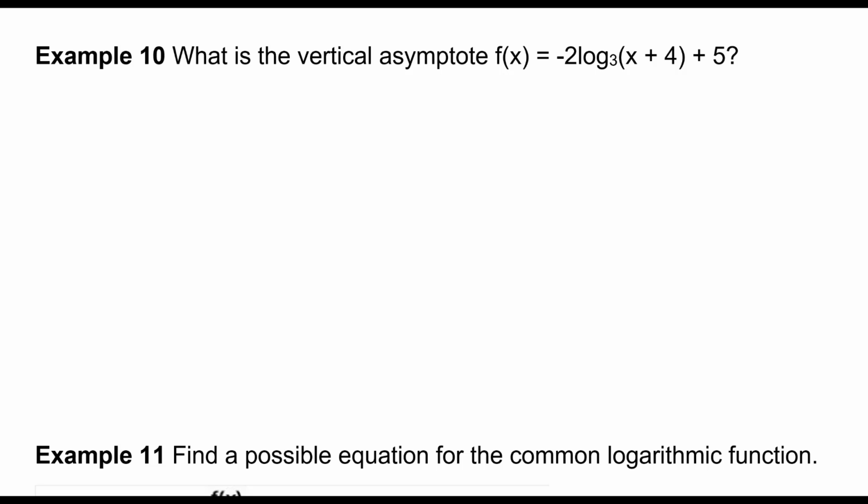Now we're going to wrap up this section with some final topics in logarithmic graphing. This first one says, what is the vertical asymptote of f of x equals -2 log base 3 of x plus 4, plus 5? That -2 is going to stretch it and reflect. Okay, that's nice to know. This 5 is going to shift it vertically.